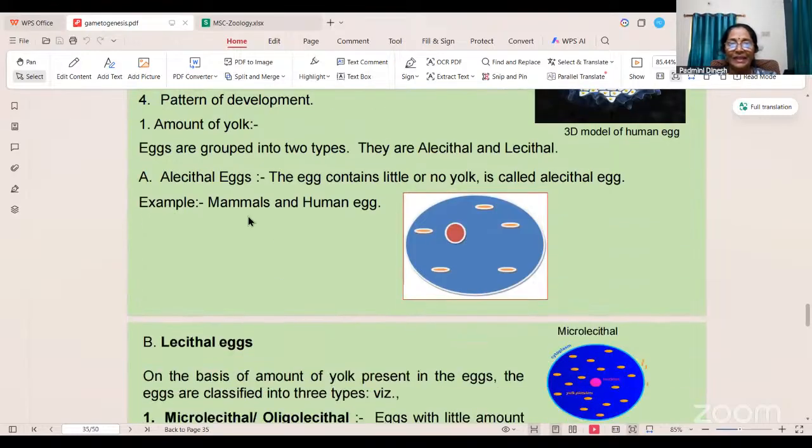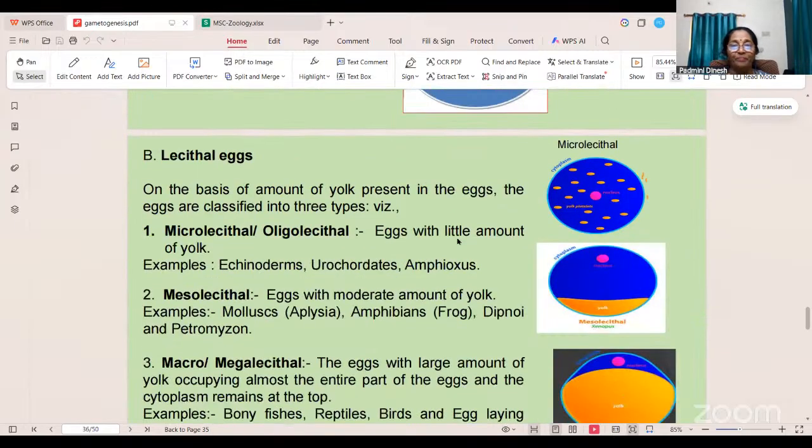So alecithal, I've already talked about this: less amount or no yolk at all. Examples are mammals and human eggs. Why do human eggs have less amount of yolk? Because in humans we have the placenta and the umbilical cord, where the mother is directly feeding the developing embryo inside. That is the reason why humans and mammals do not need to have yolk in the eggs. It's only the cytoplasm and the nucleus that is present.